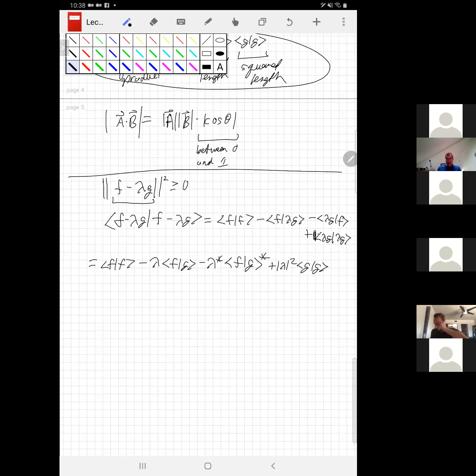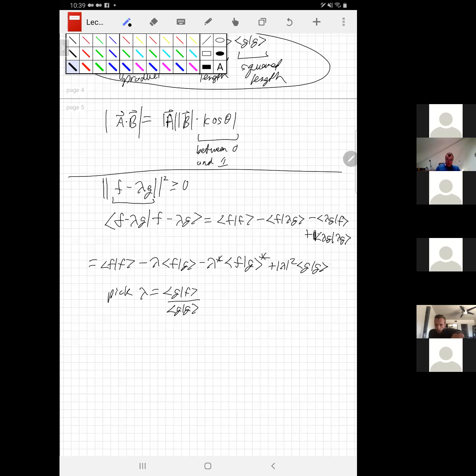All right, so far I haven't made any real assumptions here other than lengths are greater than or equal to 0. Lengths would be equal to 0 if the function is 0. Now let's pick a very particular value of lambda. We're going to say that lambda just happens to be the inner product of g with f over the inner product of g with itself. And the only reason I can give you for picking this is that it works, okay? It's going to give us a statement that we want.